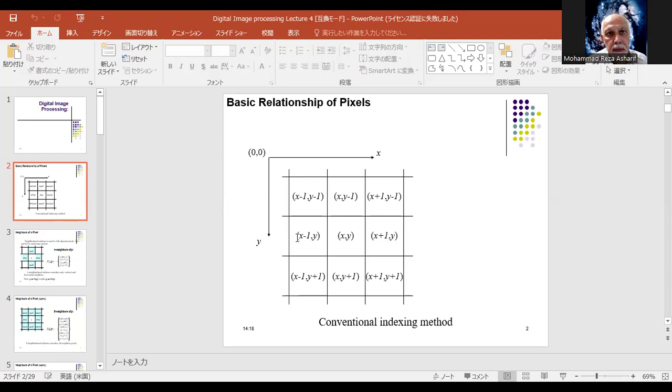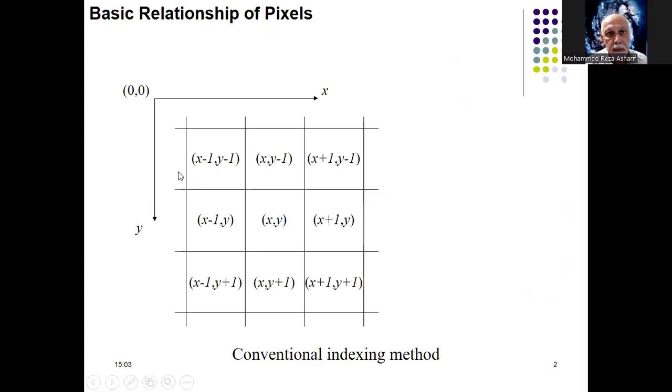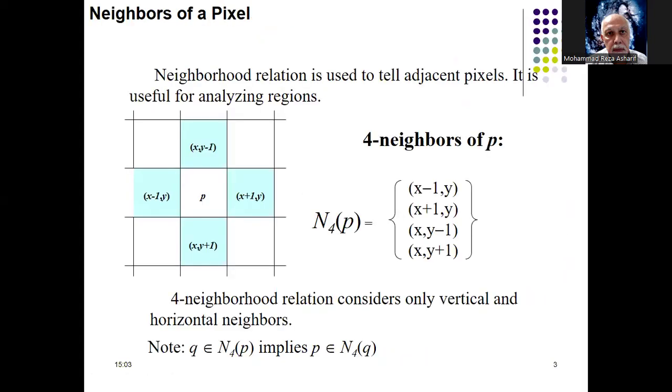And so on. For instance, the main pixel is X, and these are all neighbors of the pixel with coordinate X and Y. I will define them later. A neighborhood relation is used to tell the adjacent pixels. It's useful for analyzing regions, region growing, and so on.